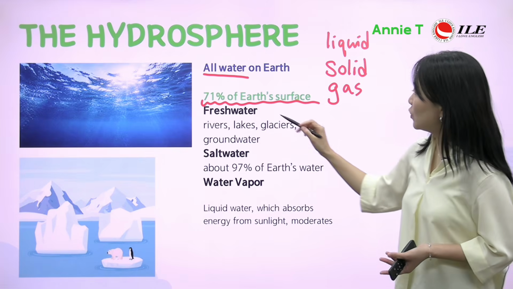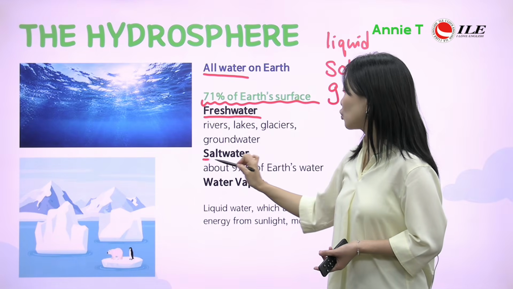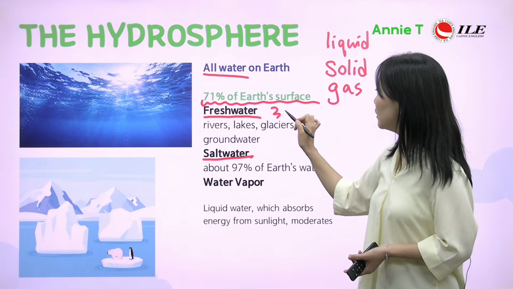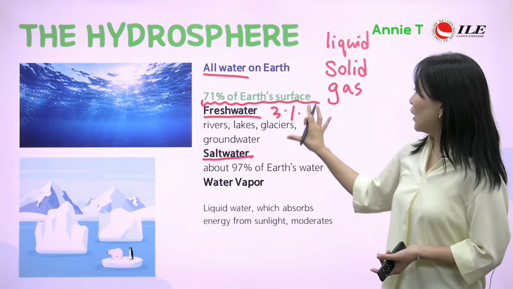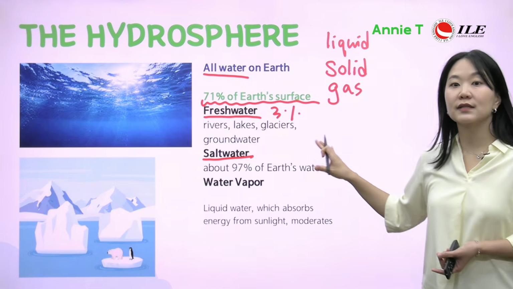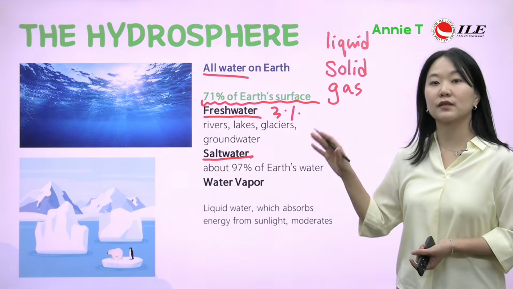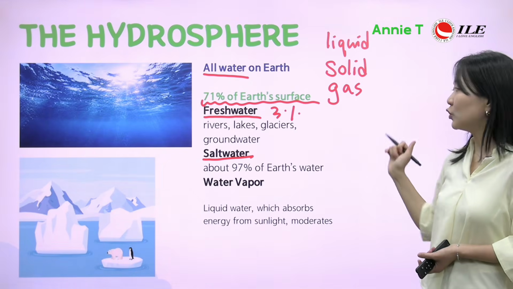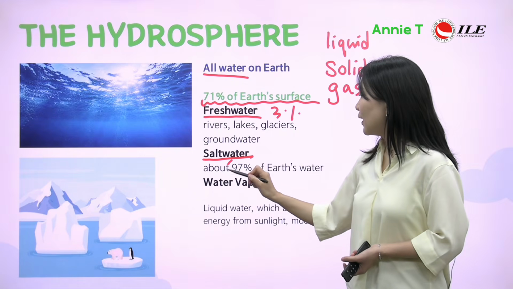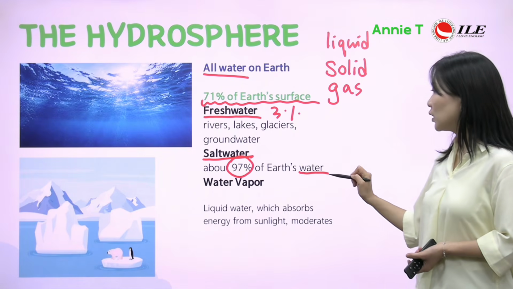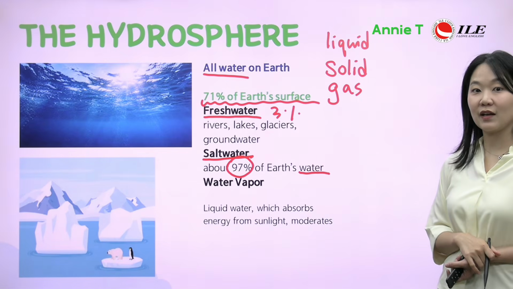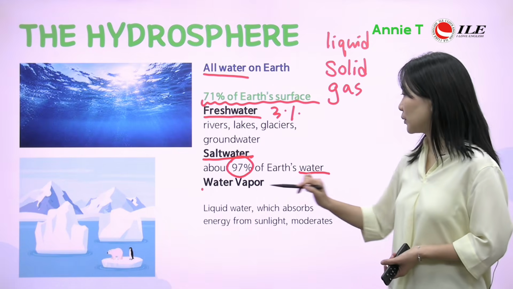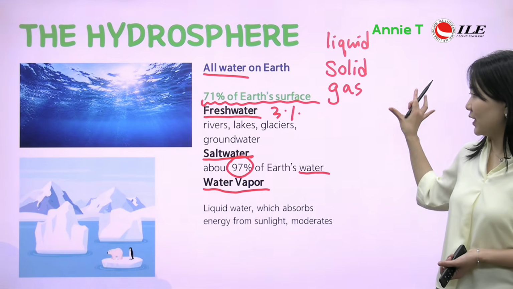This water, we can divide it into fresh water and salt water. Fresh water actually makes up only 3% of the hydrosphere. And it's contained in rivers or lakes, glaciers. It soaks into the ground as groundwater. Okay, it's frozen as ice in glaciers or snow on top of mountains. Salt water, it's the majority of water on Earth. It takes up 97% of all of Earth's water. And yes, finally we have water vapor, the invisible gas in the air.